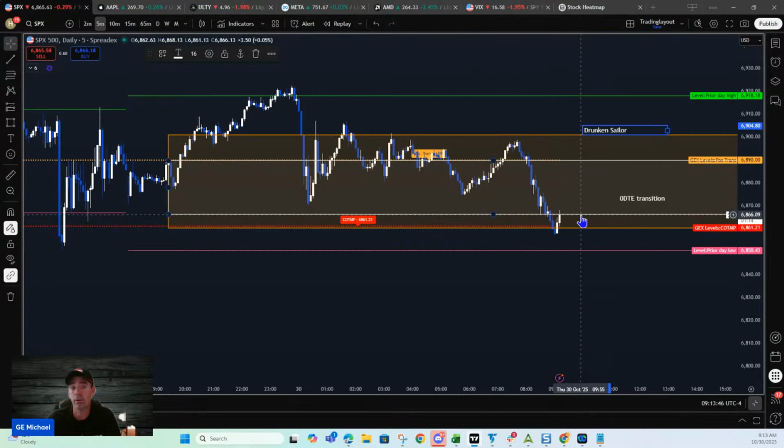And then we see we're below the 0 DTE transition level, as well as the drunken sailor range. We're right at that level. So historically, this is where we would look for an overall bounce, a move back into the transition level. Again, if we're in the transition level, as well as the drunken sailor range, we expect choppy price action, as these are low exposure areas for the dealers.